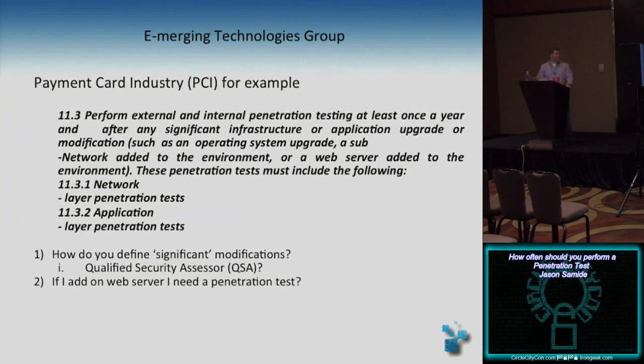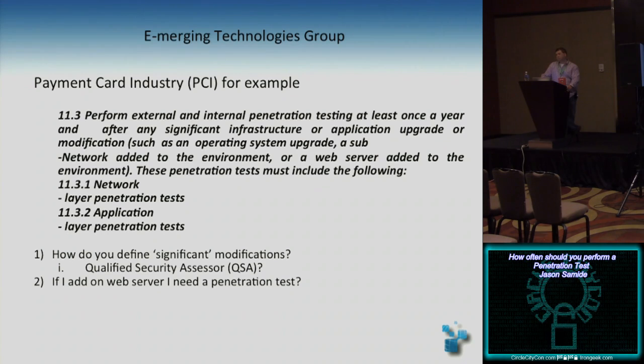Getting back to PCI specifically, this is PCI 2.0, and 3.0 is solidified, but a lot of people are still moving towards 2.0 at this time. It does require testing at least once a year and after any significant infrastructure or application upgrades. Anybody know what significant infrastructure change or modification means? So, if I put a new server in the environment, is that significant? If I do a code upgrade, is that significant?